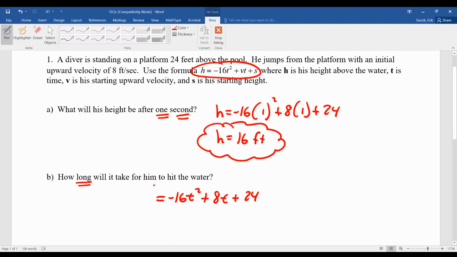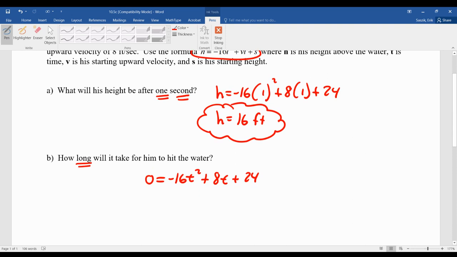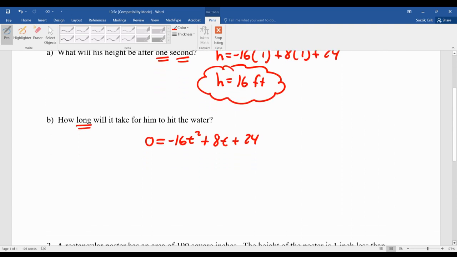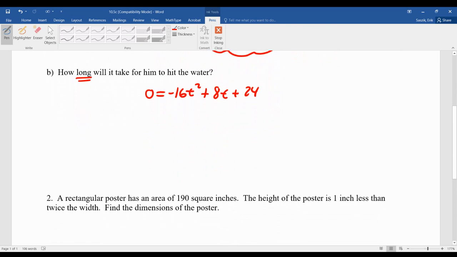So how long will it take for him to hit the water? When the diver hits the water, what is his height then above the water? And I'm hoping you're thinking 0, right? When the diver hits the water, he is not above the water anymore. His height is 0. So now we have a quadratic equation that is set equal to 0 for us.